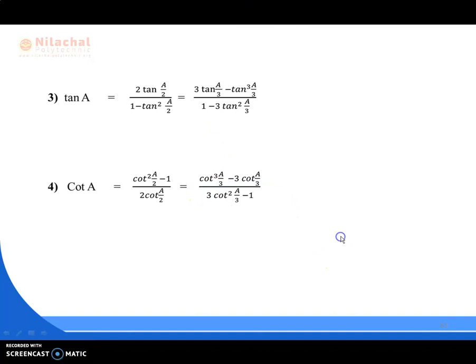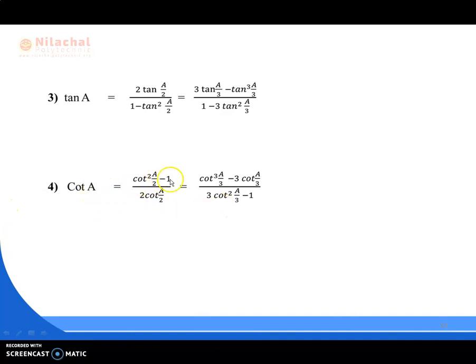Okay. Let's see the tan formulas. We know that the tan 2a formula is 2 tan a by 1 minus tan square a. So here it is not 2a, here it is a, so we just divide by 2. The tan 3a formula is 3 tan a minus tan cube a by 1 minus 3 tan square a. That means instead of 3a, if you put down a, then a by 3 is everywhere. Nothing else. These are also the same.